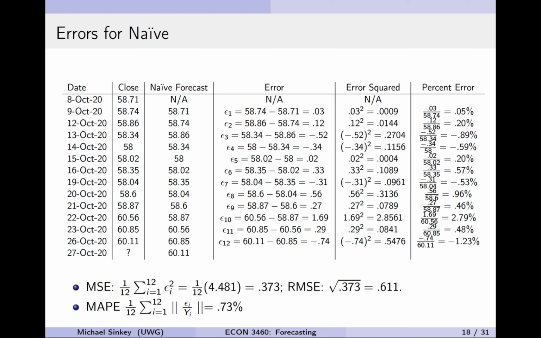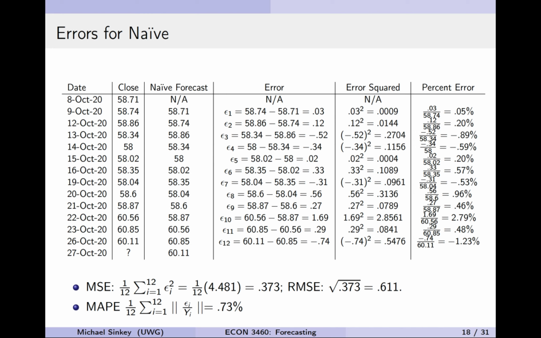Okay, so let's just go back to the naive model. We're not going to use the root mean squared error and mean absolute percentage error right now to compare between models. Let's just work on the mechanics of calculating it. So the naive forecast for October 9th was 58.71, and it closed at 58.74. So my error, I take the closing price, 58.74, I subtract the forecast, which using the naive model was 58.71, and I have an error of 0.03. Now, if you square that, 0.03 is 0.0009. The percent error, if you take 0.03, divide it by the closing price, the actual data, 58.74, you will get 0.0005, which I express as 0.05%. So we missed by 0.05%.